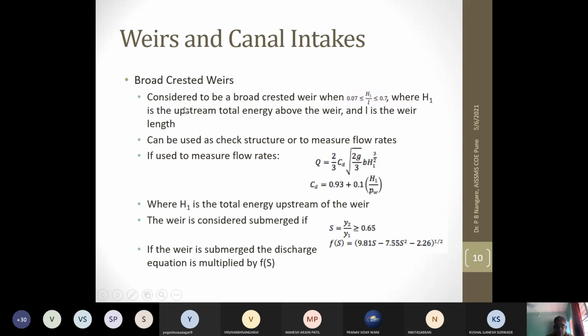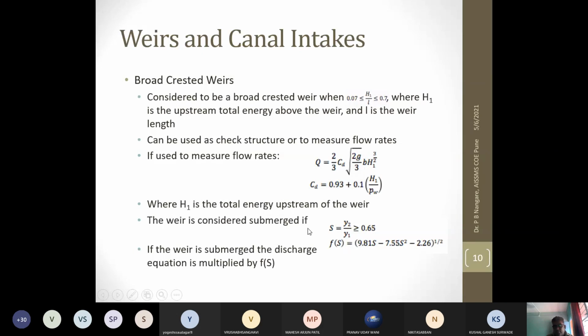While studying this weir, you need to prepare the hydraulic gradient line. According to this HL and the TL, you can find out the height of the piers across the weir area. The upstream total energy above the weir and L, the weir length, can be used as a check structure. It also measures the flow rate, and discharge is measured using this equation, where H1 is the total energy upstream of the weir.